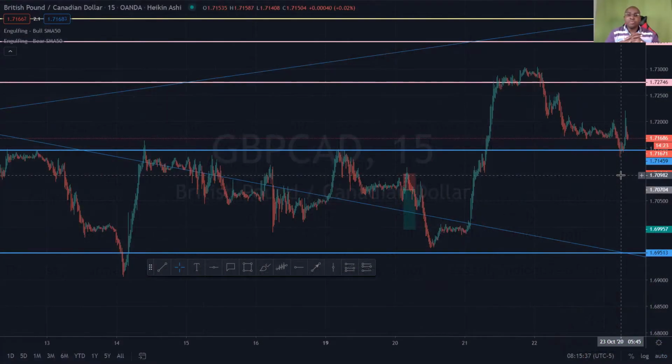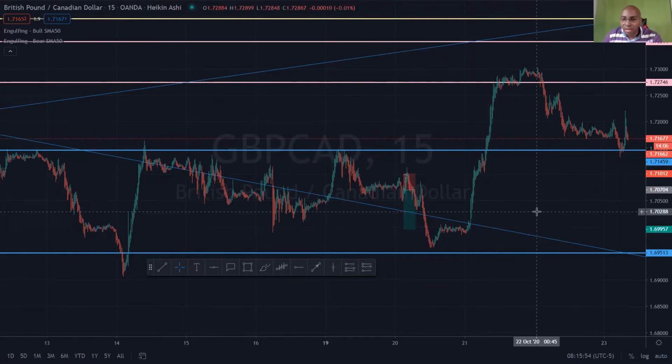All right, GBPCAD. So this GBPCAD was my first loss for the week. I'm not going to talk about the two first profits that you see because those are minor. So let's talk about the big stuff.